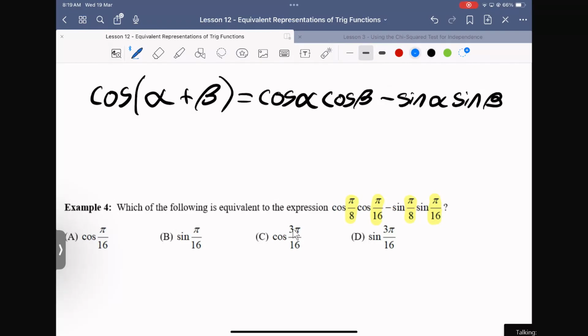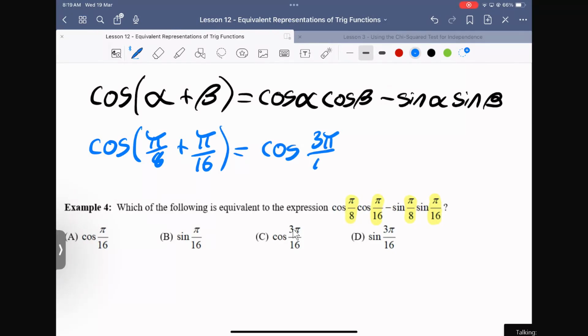So for this question, our formula is going to be: we've got the cosine of pi over 8 plus pi over 16 is going to be the cosine of 3 pi over 16. Do we have that one? Yeah, let's see.